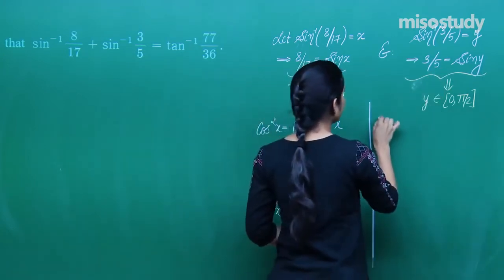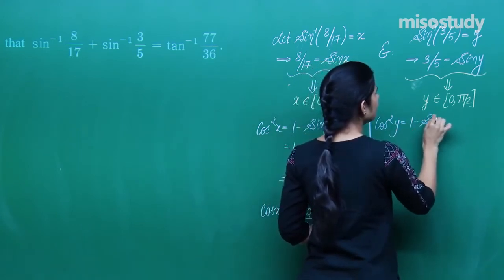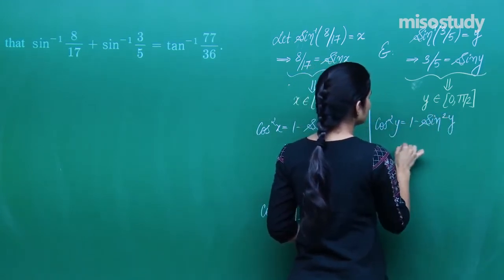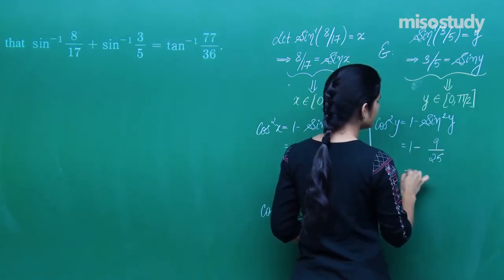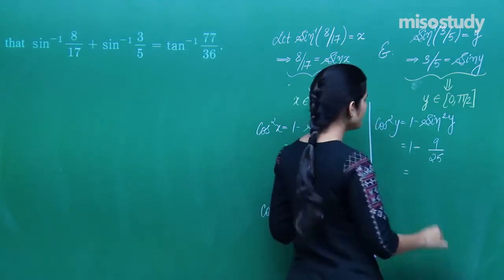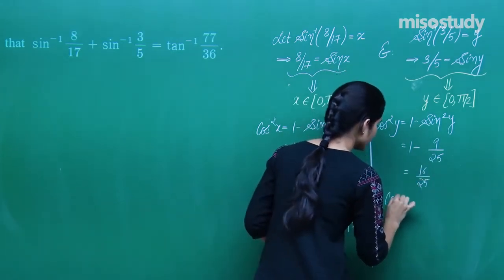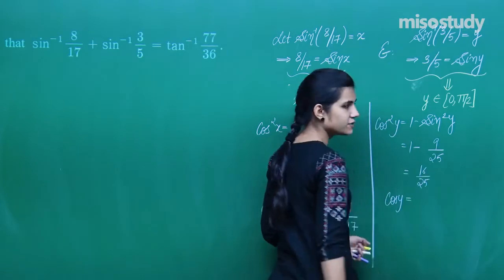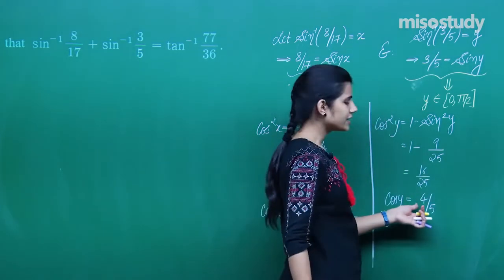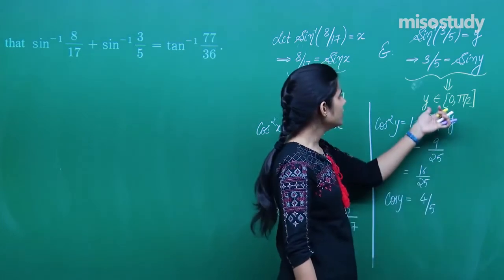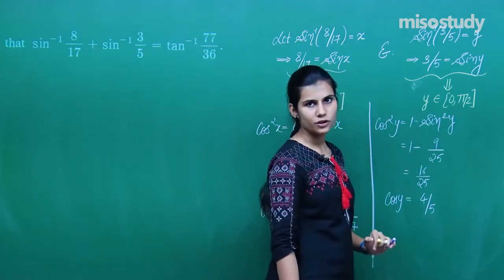Next, I apply the same thing, that cos square y is 1 minus sin square y. So this is 1 minus 9 by 25, because I am squaring sin y. 25 minus 9 is 16, and so cos y is equal to the positive square root of 16 by 25, which is 4 by 5. Again, I am not attaching a negative sign, because as I told you, the angle is coming from 0 to pi by 2, so the cosine ratio of that angle will be positive and not negative.